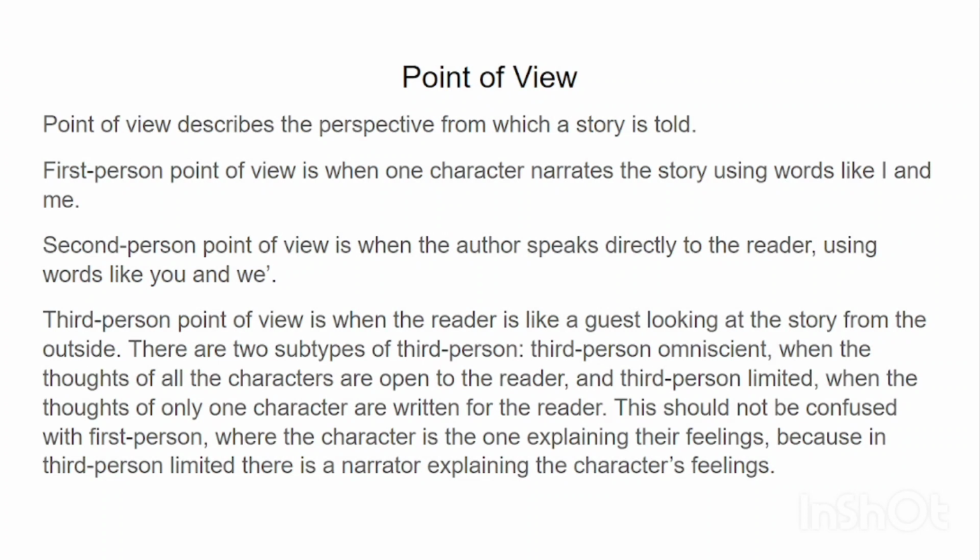You have third person omniscient, I'm not sure if I'm pronouncing that properly, which is when the thoughts of all the characters are open to the reader. And then you have third person limited, which is when the thoughts of only one character are written for the reader. So this should not be confused with first person, by the way, where the character is the one explaining their feelings. Because in third person limited, there's a narrator explaining the character's feelings.